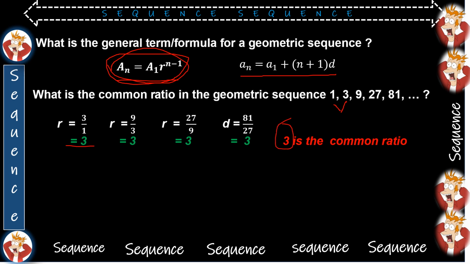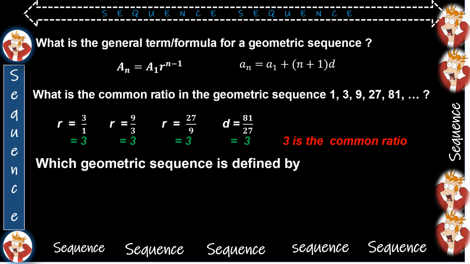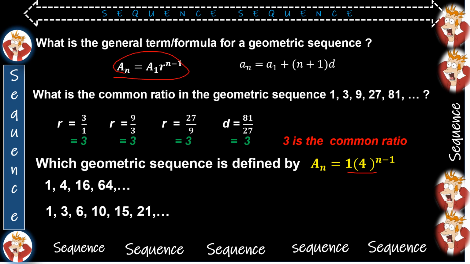Next tayo, let's find out which geometric sequence is defined by a sub n is equals to 1 multiplied by r, or multiplied by 4 raised to n minus 1. So dito kung mapapansin natin, ito pong given formula ay sinubstitute na po dito. Ang hahanapin natin kung alin po ba sa kanilang dalawa dito yung magiging equivalent na formula dito. So let's find out. Tingnan muna natin given. Dito, meron tayong 1, meron tayong 1. Parehas po sila may 1.